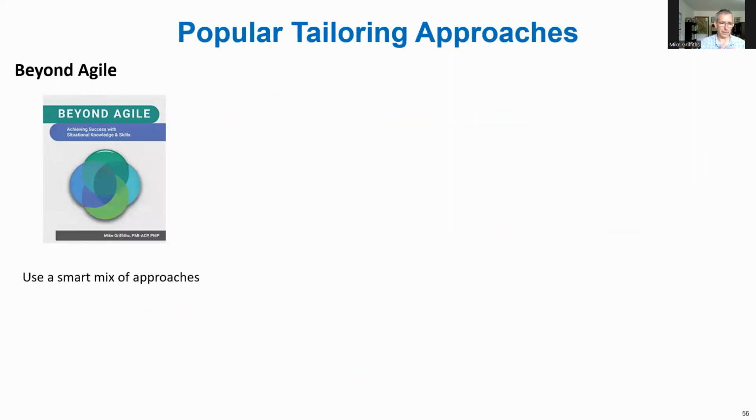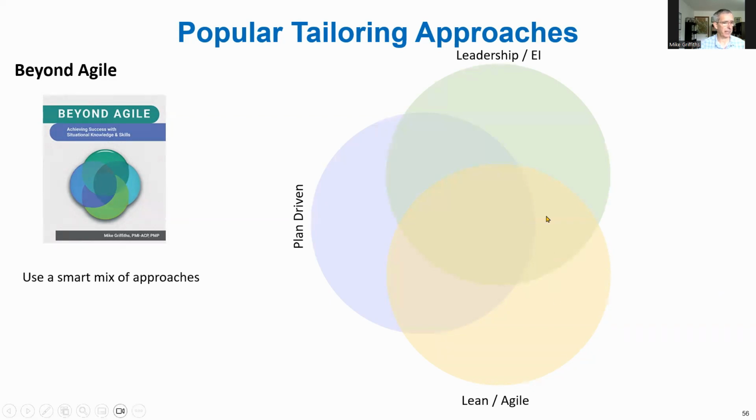The model that I worked on was called Beyond Agile. So this is another approach out there that recognizes that teams use Lean and Agile ways of working. Teams may also use plan-driven, more predictive ways of working, and they overlap, right? And there's benefits of each, and it's good to learn both. We've also got the whole domain of leadership and emotional intelligence. There's a big overlap with Agile, but there's a lot of good stuff around leadership and emotional intelligence that Agile doesn't tap into, right? So we should be aware of that.